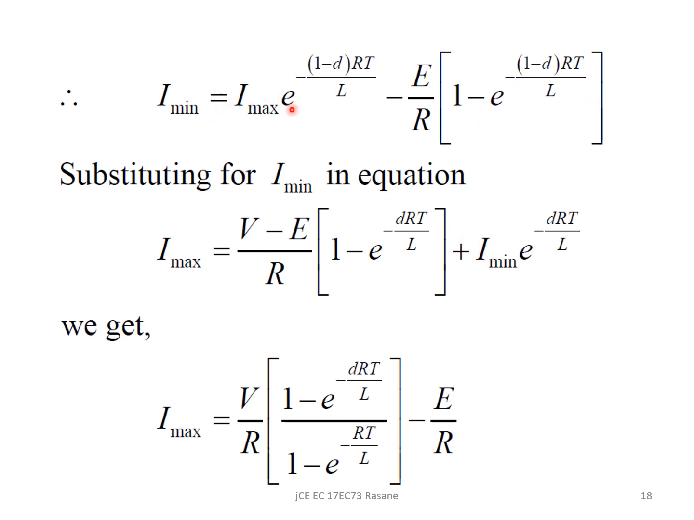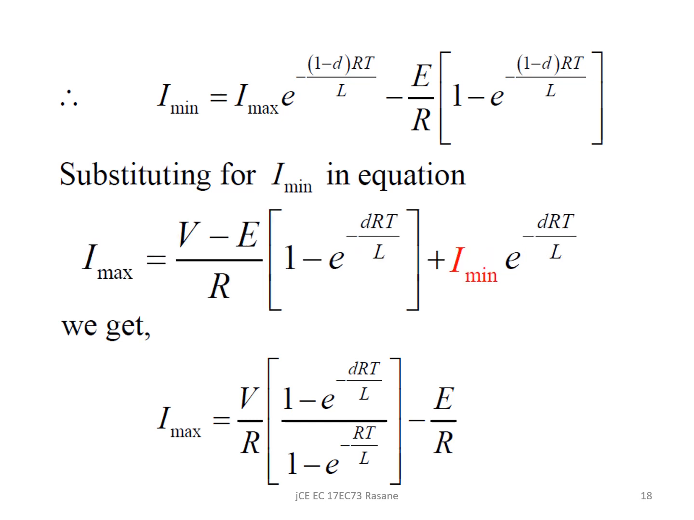So after I substitute this I minimum here, and get I max on the left hand side, I will be getting the expression as V by R, 1 minus e to the power of minus dRt by L, upon 1 minus e to the power of minus RT by L, in the bracket, minus E by R. Note that if your load is simple RL, then this E term becomes 0, and this can be retained for a simple RL load. So I have got the I max value in this particular slide.